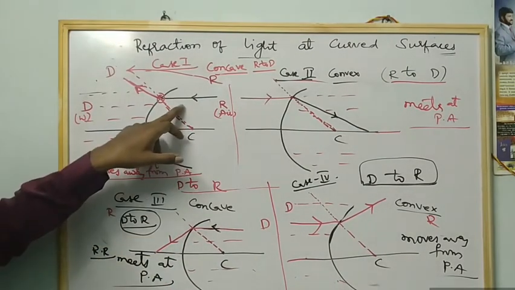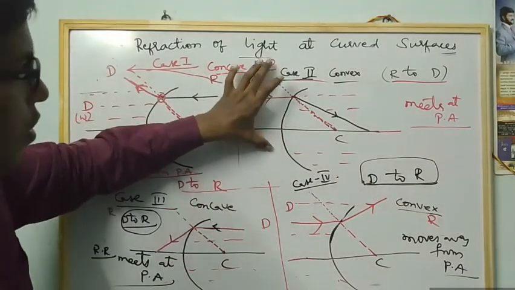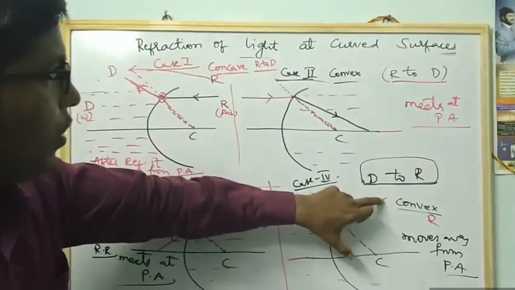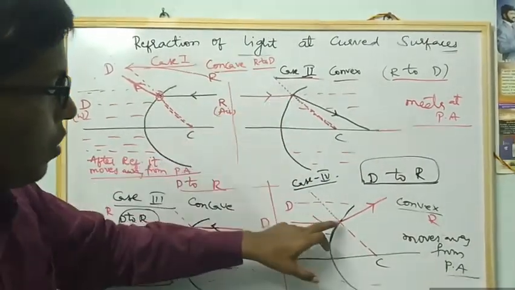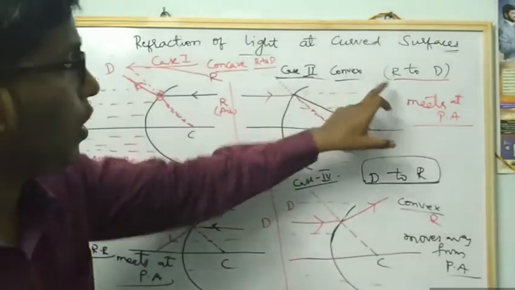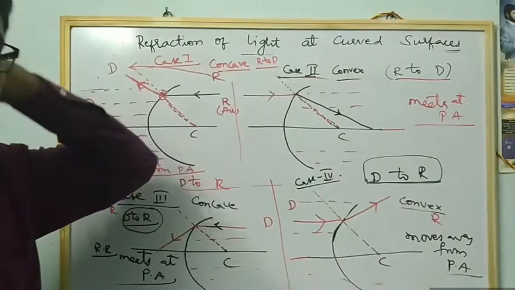So here you observe. So rarer to denser. Here, understand? Here this is convex. This is also convex. Parallel. It is striking the convex surface. It is also striking the convex surface. But here it is rarer to denser. Rarer to denser, it meets. Denser to rarer, move away.